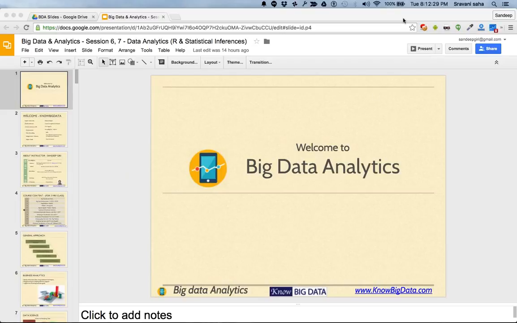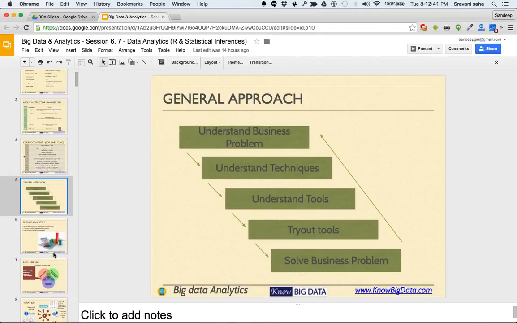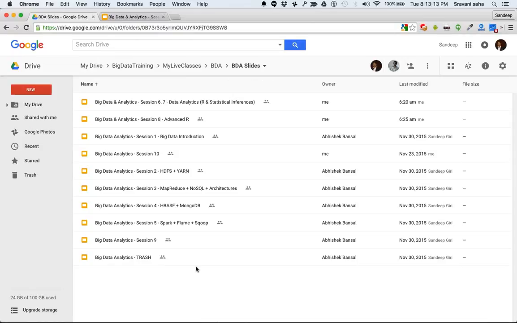So yesterday we talked a little about R and a little about data analytics. Right now we are talking about our usual analytics, not big data analytics. We talked about big data and now we are talking about usual analytics. So we will go slowly into the higher end and then we will go a little deeper into what we want to achieve.